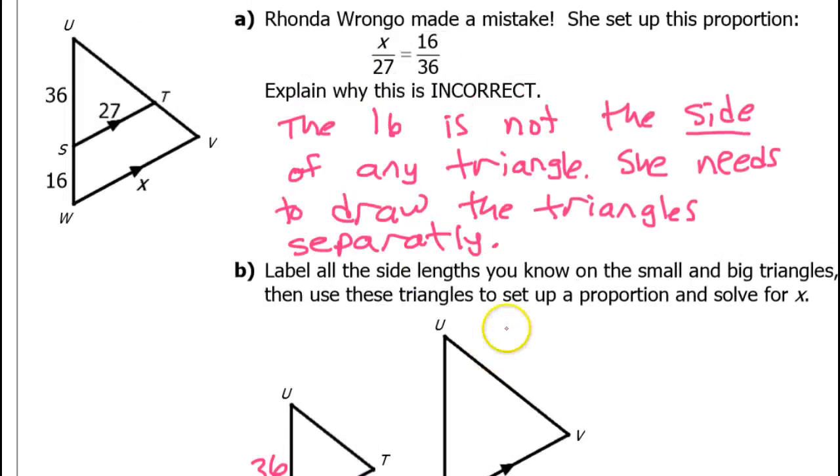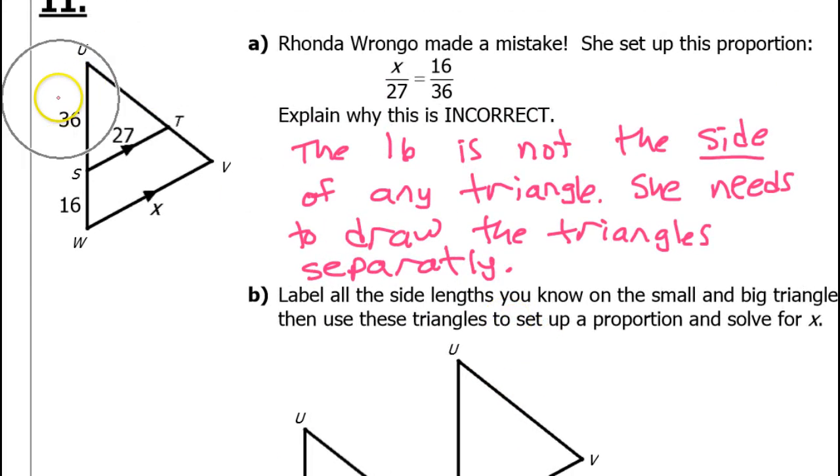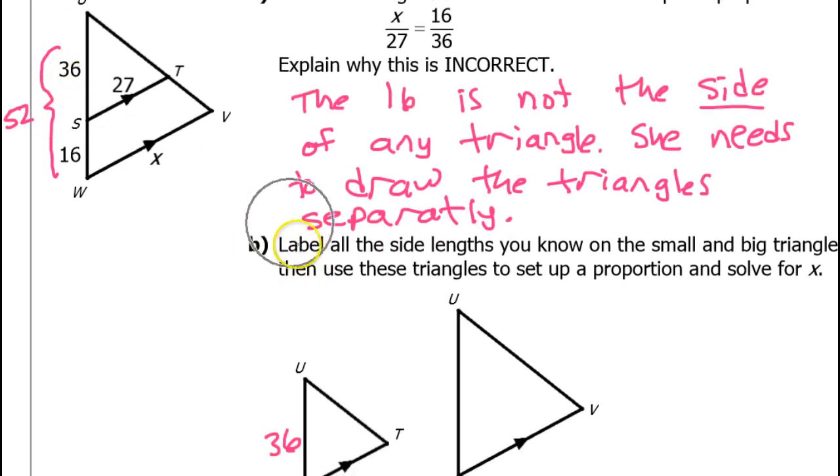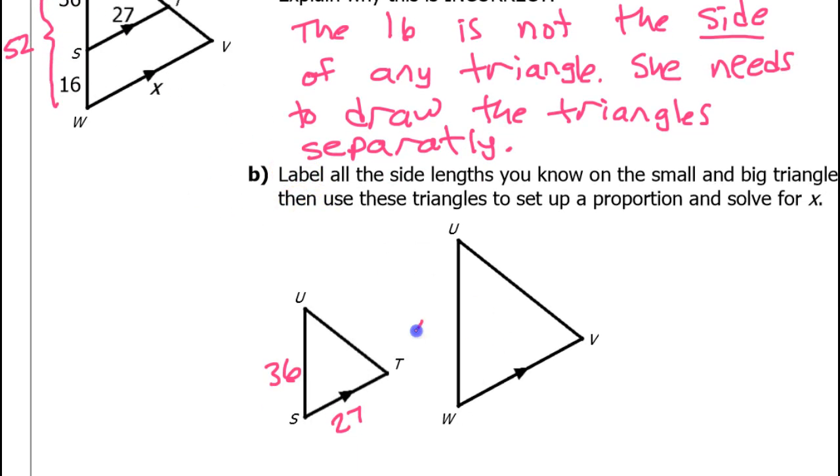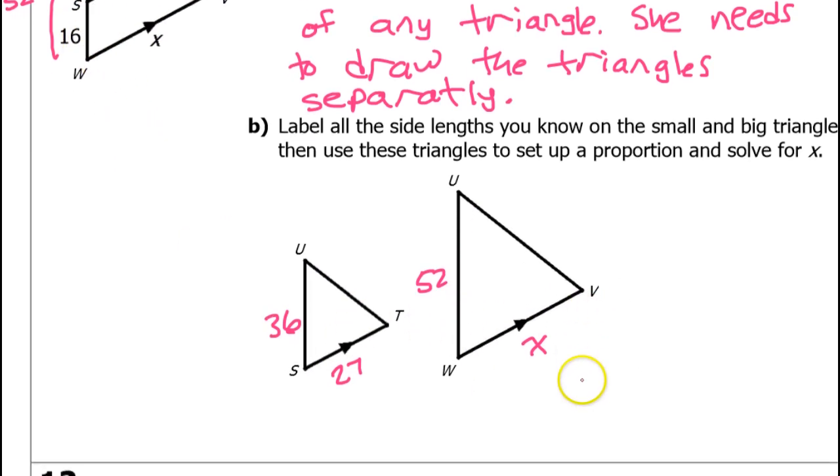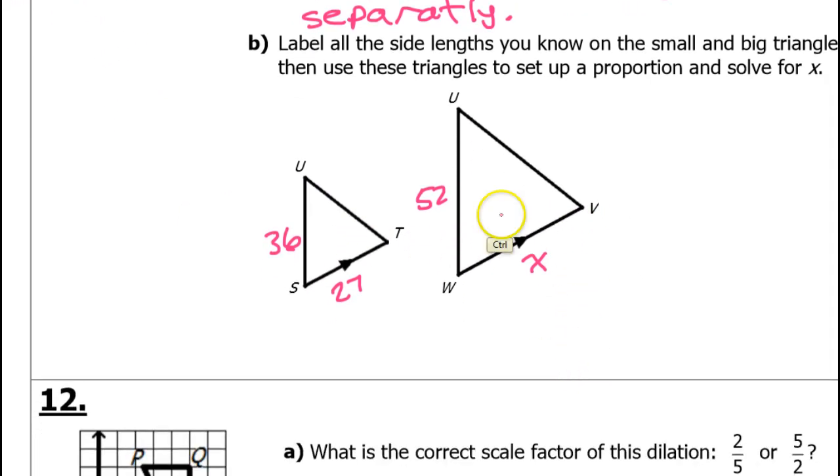But looking at the large triangle, somebody help me out real quick. What's the length of this big side right here? 52. 52. So obviously we're adding those together. So this large side here is 52. And then, of course, we have the x. Notice the absence of a 16. The little 16 is not a part of any triangle, so it should not show up in the proportion.